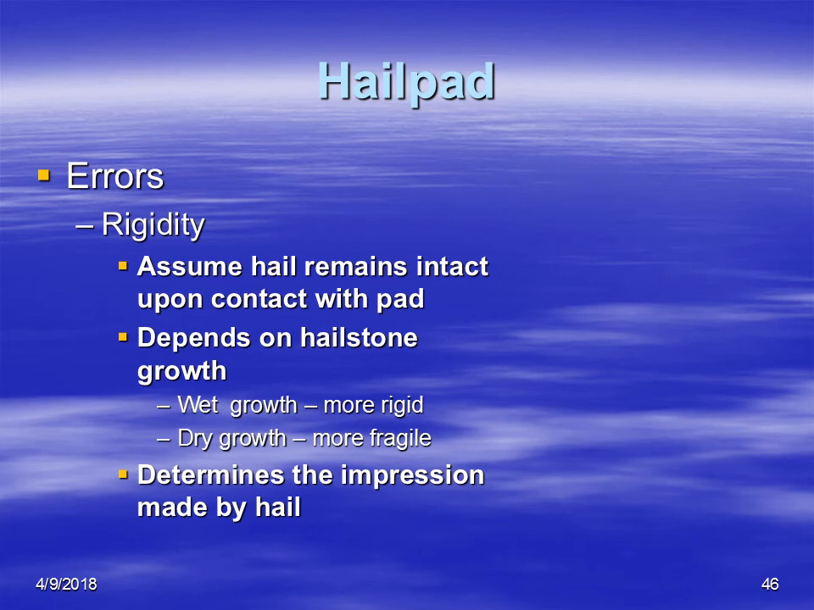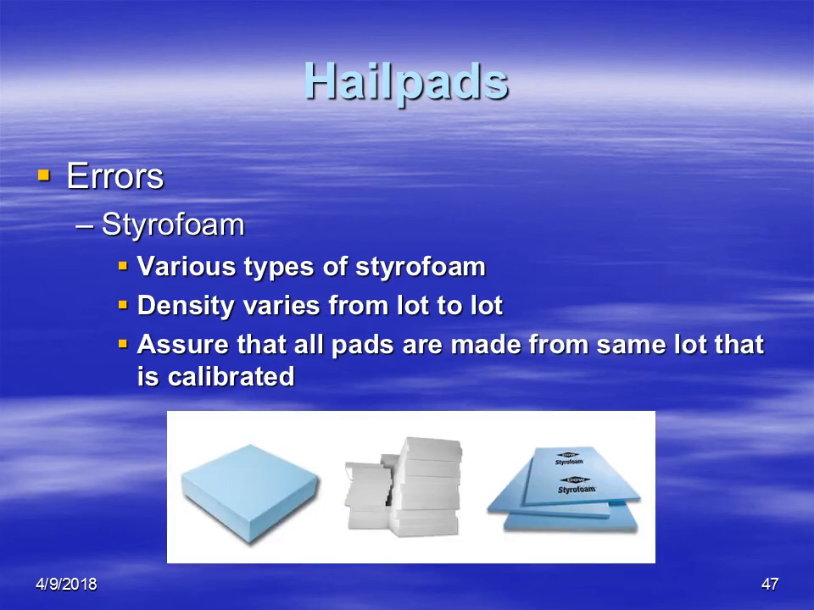And then rigidity means that we're assuming that the hailstone, when it hits, stays intact. And that's not always the case. Sometimes it breaks when it hits the hail pad. It depends, once again, on the growth regime. Was it in a very wet region of the cloud? If it was, then it'd be more rigid. If it was in a dry growth region, then it's mostly made of rimed water droplets, and it tends to be more fragile. So that's a problem when it breaks.